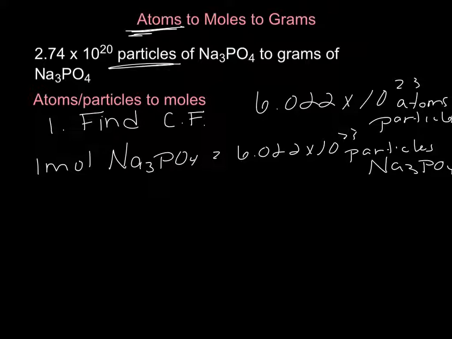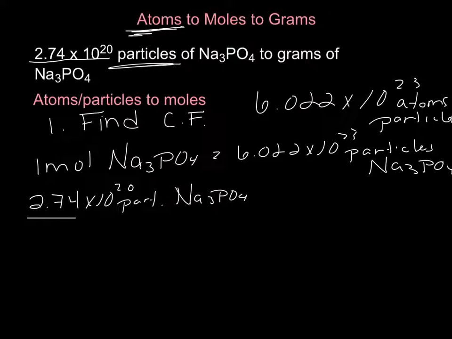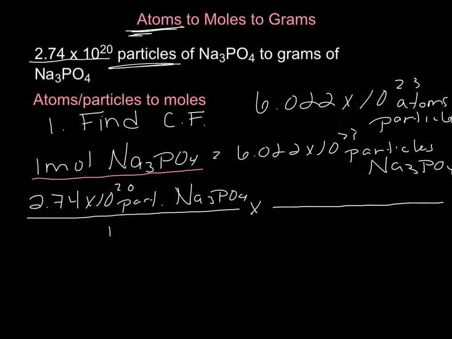Now, the first step is I have to take my given. What's my given? Well, my given is right here. It's 2.74 times 10 to the 20th particles of Na3PO4, which I'm going to abbreviate as part, and I'm going to put that over 1. Now I'm going to multiply this by my conversion factor. Here's my conversion factor: I have 1 mole of Na3PO4, sodium phosphate, and I have 6.022 times 10 to the 23rd particles. I have 1 value, I have 2 values, and I have 2 empty spaces.